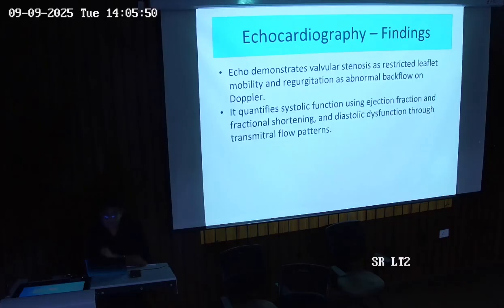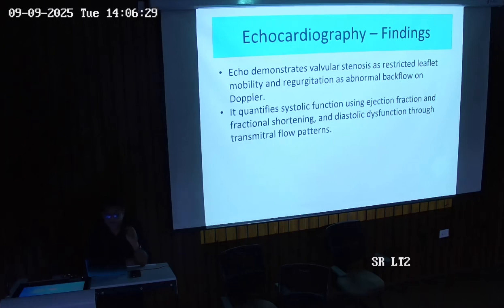Finding that suggests some particular disease in the echo. So echo demonstrates valvular stenosis as restricted leaflet mobility. It depends on the type of valve affected, like the mitral valve, where the mitral leaflets have restricted mobility during the flow. In color 2D echo along with color Doppler, there is restriction of flow during stenosis, or there may be regurgitant flow, the backflow of blood, if there is a regurgitant lesion in the valve.